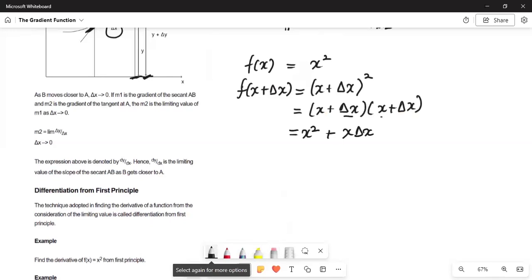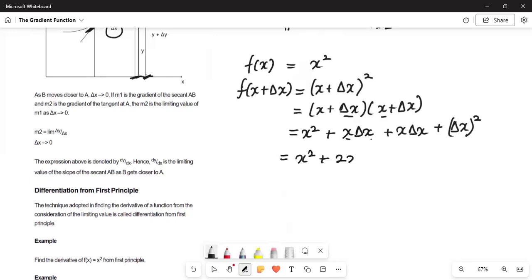Now delta x times x, again, is x delta x. Then delta x times delta x is delta x squared. When you say I put the delta x squared in brackets, that is square. This delta x is a single variable in this case. And that is the reason why you cannot multiply this x by this x. Okay? So in this case, this will be x squared plus x delta x plus x delta x is 2x delta x. Then plus delta x squared. So f of x plus delta x gives us this. F of x plus delta x gives us that.